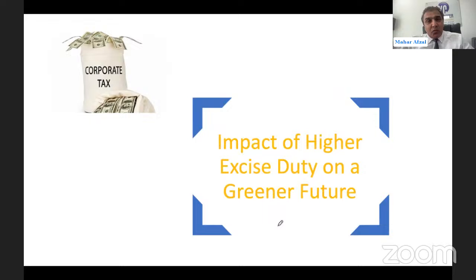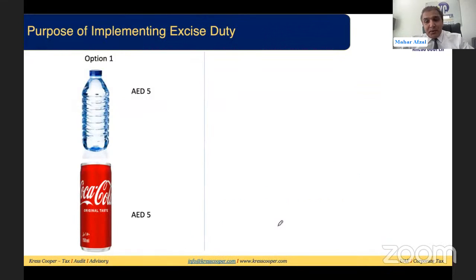What is the reason for this? Why have I written this? Just look into this example. This is option A. In option A, two products have been shown, assuming one bottle of water and one can of Coca-Cola. The prices are the same. This is just for assumption, for discussion purposes. The bottle of water is 5 dirham and Coca-Cola is 5 dirham.